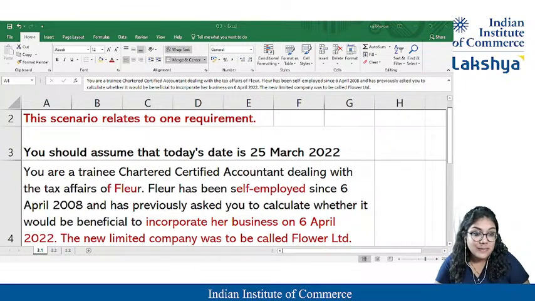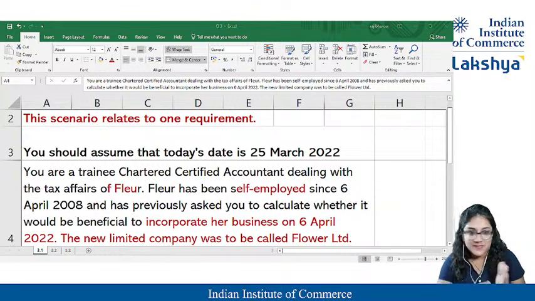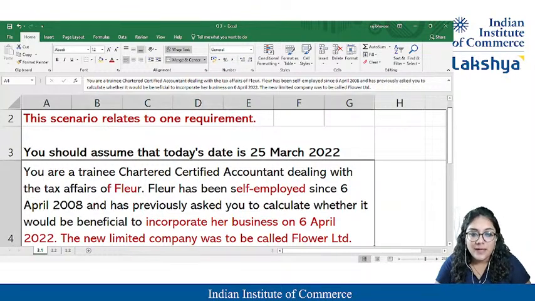We know that corporation tax is going to be 19%, which I told you has not changed, but in the question we are going to solve it. So okay, we can go ahead with that.